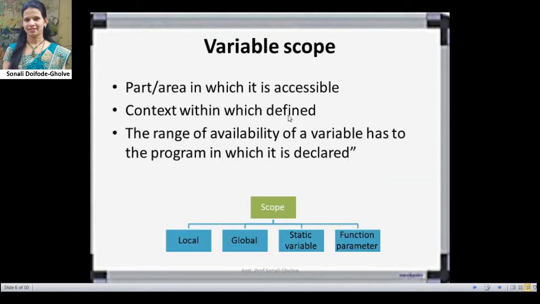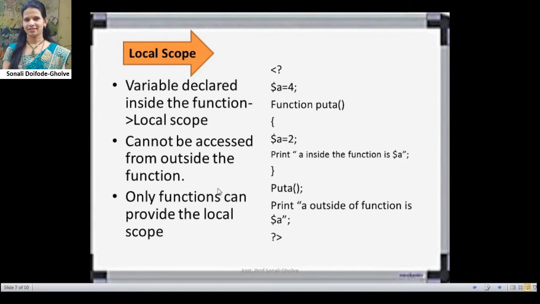Next is your variable scope. We know the scope. What is scope? The scope of a variable is an area or a part of the program in which it is accessible, in which we can use this variable. So variables have different scopes. We know local and global scope. Now here we will learn static variables and function parameters also. The range of availability of a variable in the program in which it is declared means your variable scope. Let's see one by one.